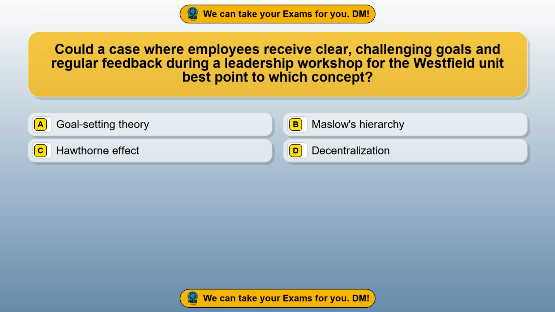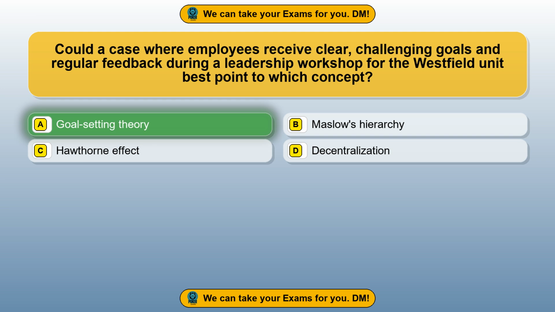Question 80. Could a case where employees receive clear, challenging goals and regular feedback during a leadership workshop for the Westfield unit best point to which concept? Option A, goal-setting theory. Option B, Maslow's hierarchy. Option C, Hawthorne effect. Option D, decentralization. The correct answer is option A, goal-setting theory.